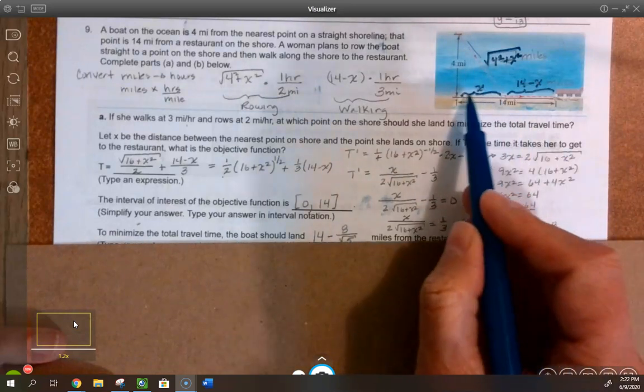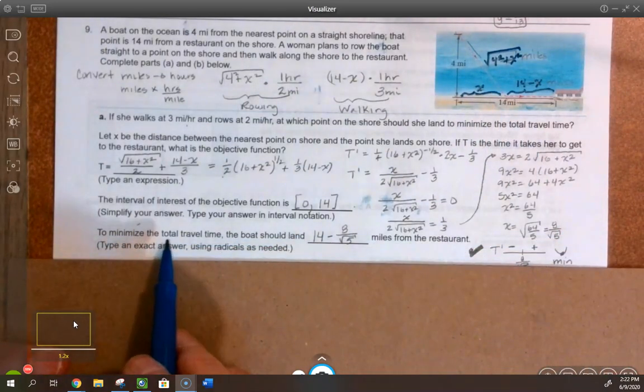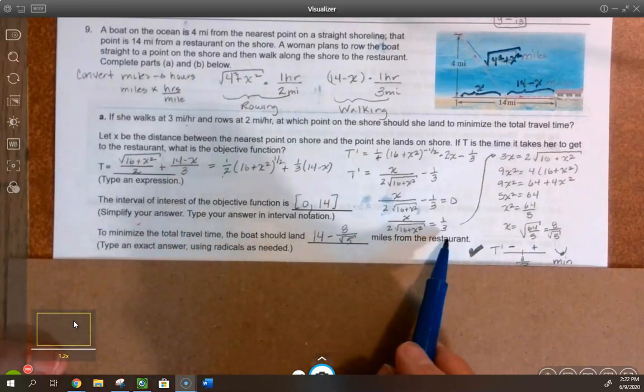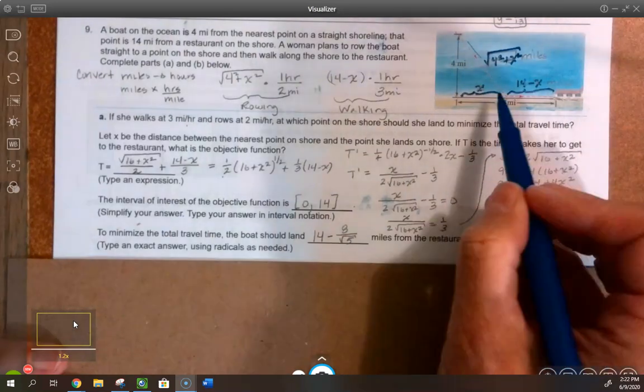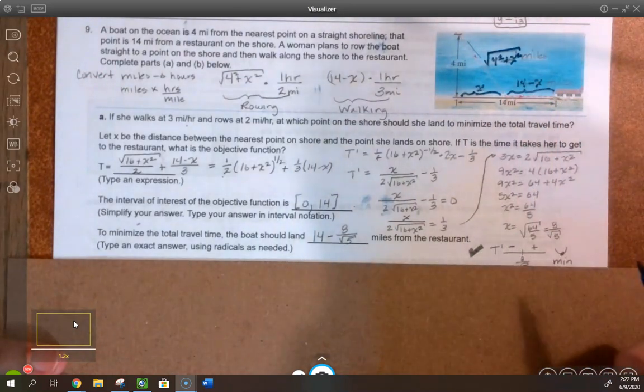8 over root 5 is x, and they want you to find, to minimize the travel time, how far from the restaurant the boat should land. So if x is 8 over root 5, the distance from the restaurant is 14 minus 8 over root 5.